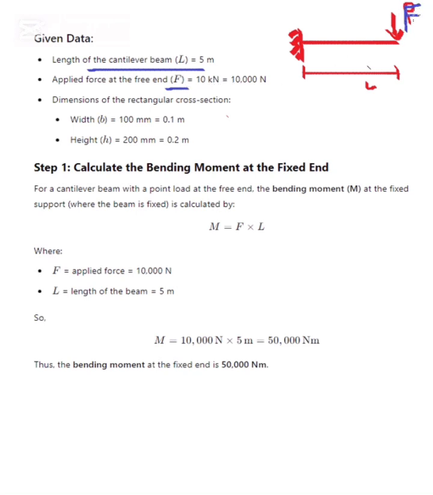This example is for a junior to understand how the bending stress is calculated in a cantilever beam. The dimensions of the rectangular cross section: this beam's rectangular cross section dimensions are given as B 100 mm, H 200 mm.